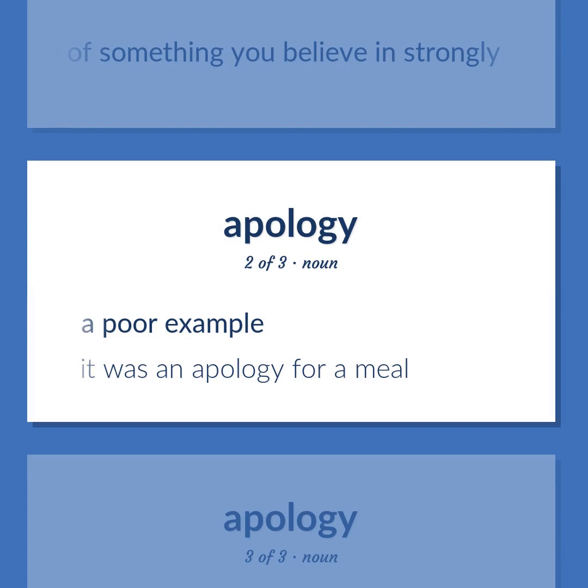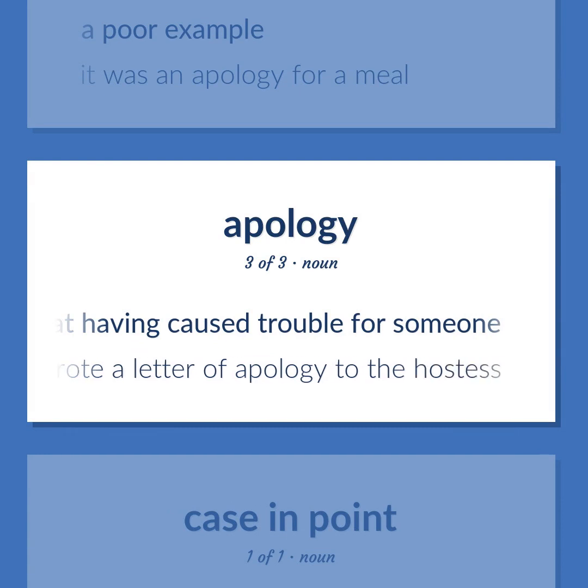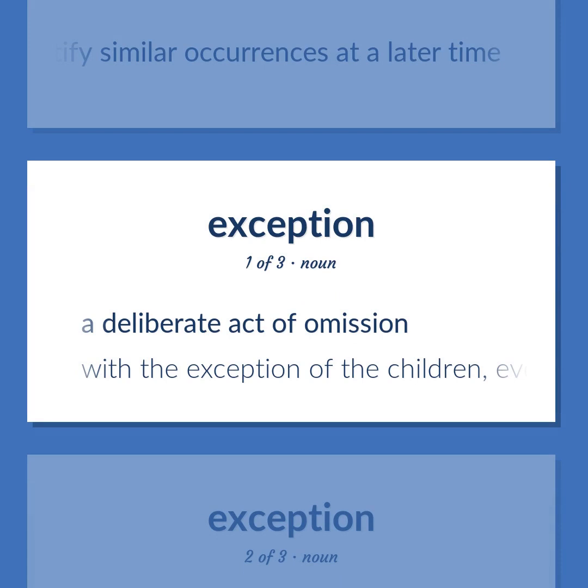A poor example. It was an apology for a meal. An expression of regret at having caused trouble for someone. He wrote a letter of apology to the hostess. An example that is used to justify similar occurrences at a later time. A deliberate act of omission. With the exception of the children, everyone was told the news.